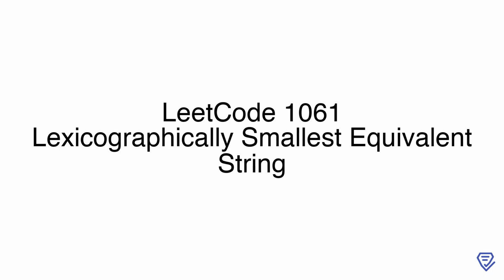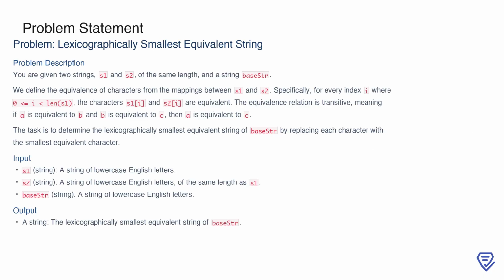Let's get started. In this problem, we are given three strings, s1, s2, and baseStr. The strings s1 and s2 have the same length, and they define equivalence relationships between their corresponding characters. For example, if s1[i] is mapped to s2[i], then those two characters are considered equivalent. This equivalence is transitive, meaning if one character is equivalent to another, and that second character is equivalent to a third, then the first and third characters are also considered equivalent.